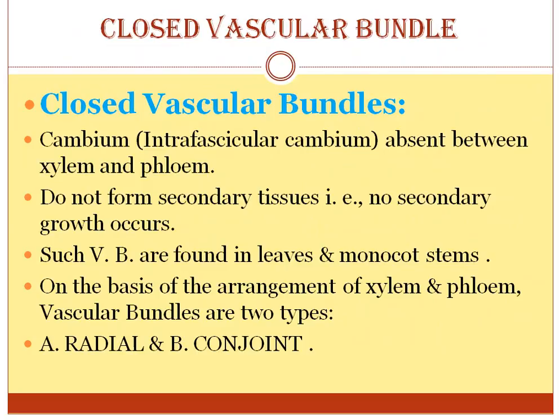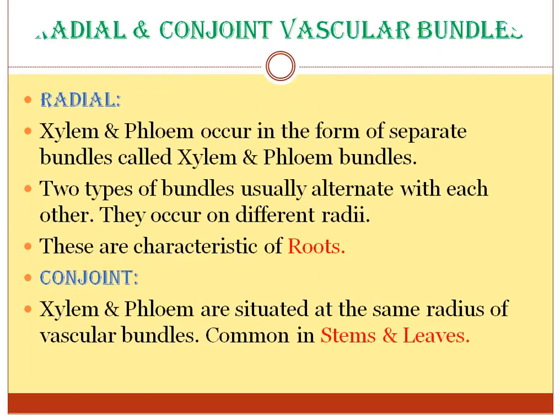Now on the basis of arrangement of xylem and phloem, vascular bundles are two types. First one is radial, second is conjoint. In radial vascular bundle, xylem and phloem occur in the form of separate bundles called xylem and phloem bundles. Two types of bundles usually alternate with each other. They occur on different radii. Radial vascular bundles are characteristic of roots.